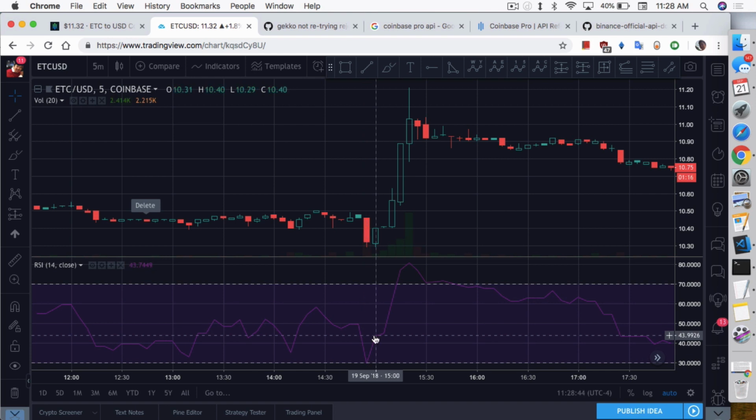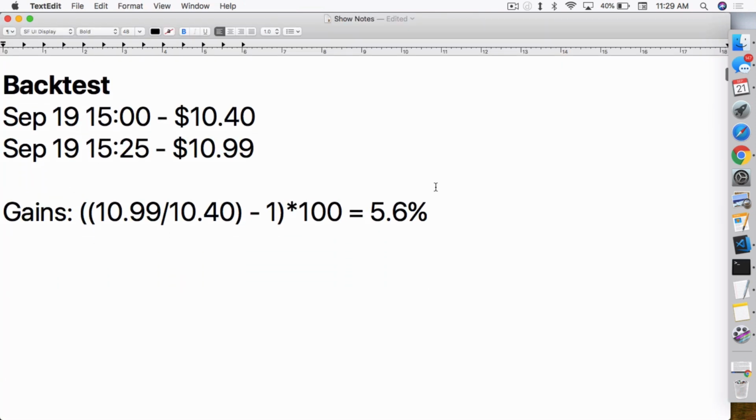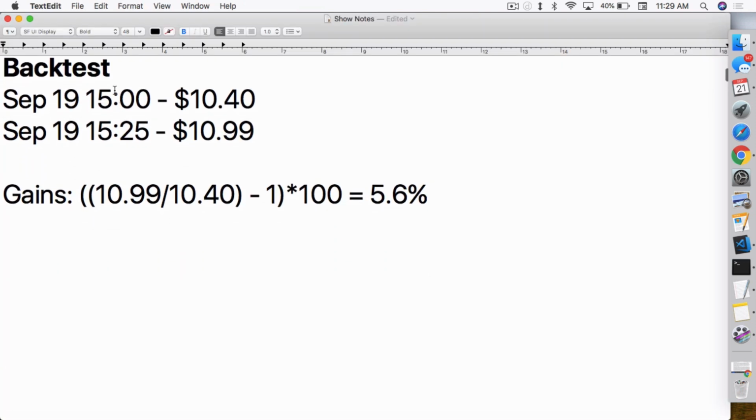They'll buy here at $10.40. So let's say that you set it to sell when it's above 80, for example. So it sells right after this candle. It doesn't sell at this candle, because at this candle is where it met the sell criteria, and it'll sell at the next candle, whose close price is 10.99. The backtest results will be like this. Based on what we had here, September 19, 1500, buying at $10.40 and selling at $10.99, you'll have a gain of 5.6%, because you're not paying any fees, anything like that. So this is what the backtest hypothetical result will be.